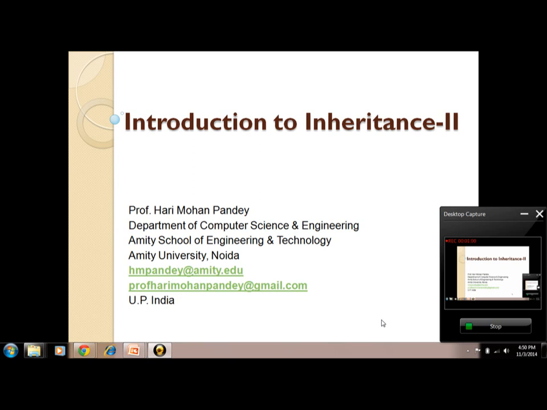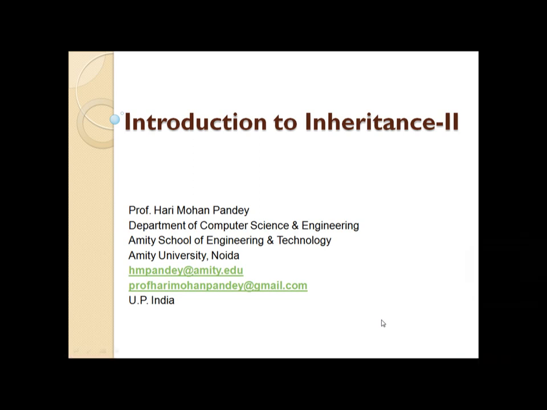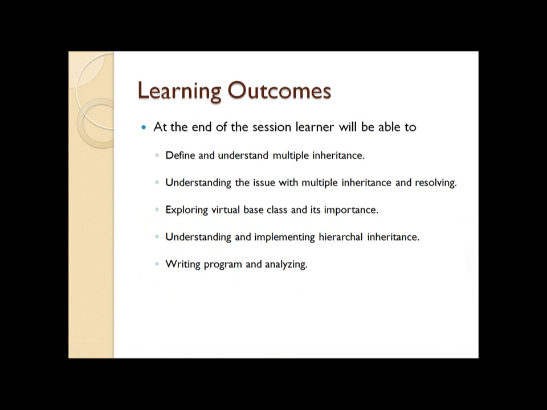So as far as the learning outcome for this class is concerned, I have listed these five learning outcomes. The first one is defining and understanding multiple inheritance. So the aim is at the end of this session, you will be in a position to define and understand multiple inheritance, not only theoretically. At the same time, you can write the program using this concept. As I said, we will discuss the issue which one can come across during writing the program. The issue is called ambiguity. And we will discuss how to fix this problem.